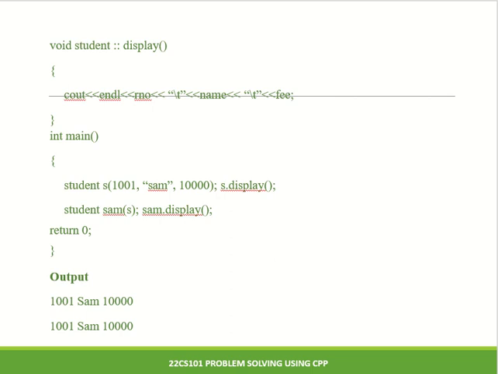Again, what I am going to do is copy. So Student Sam(S). Now I am going to call Sam.display(). So the same values, 1001, Sam and the fee, will be displayed as it is. Thank you.